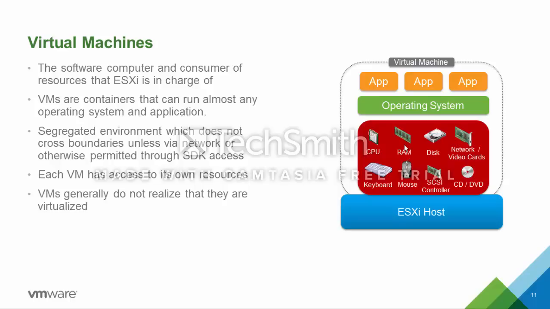So VMs are basically containers that run almost any operating system and application. They offer a segregation between virtual machines. So every virtual machine effectively exists in a bubble isolated from the other virtual machines. And the way this virtual machine communicates with other VMs is in the traditional sense via networking, or is otherwise permitted through SDK access in the kernel. But each virtual machine has its own resources. We map quantities of hardware into the virtual machine in what we call virtual hardware, and that virtual hardware maps to the underlying physical hardware to do what it needs to do.